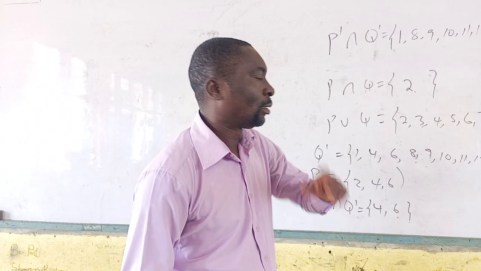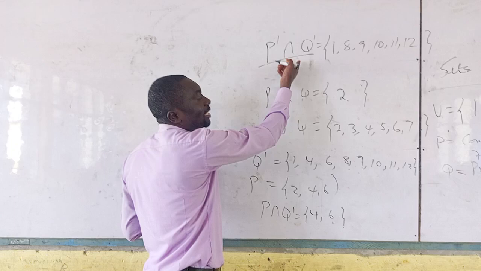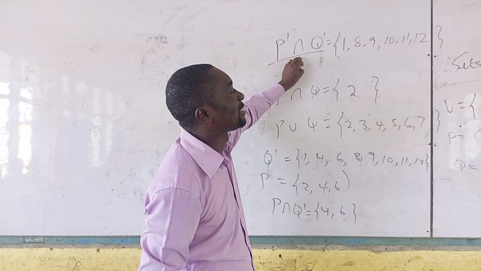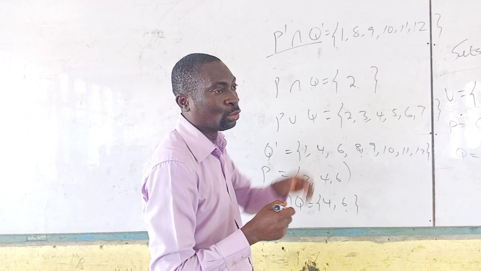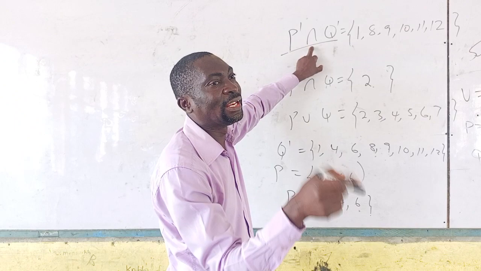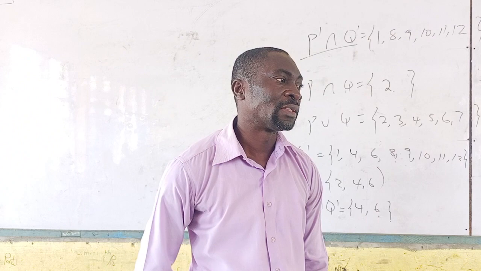Note, some of you will be tempted to find P intersection Q before you find their complement. When you do that, that is wrong. You will not get the same answer. You can try and see whether you get the same answer. So do not find their intersection before you find what? Their complement. Find their complement before you find what? Their intersection. Any question?